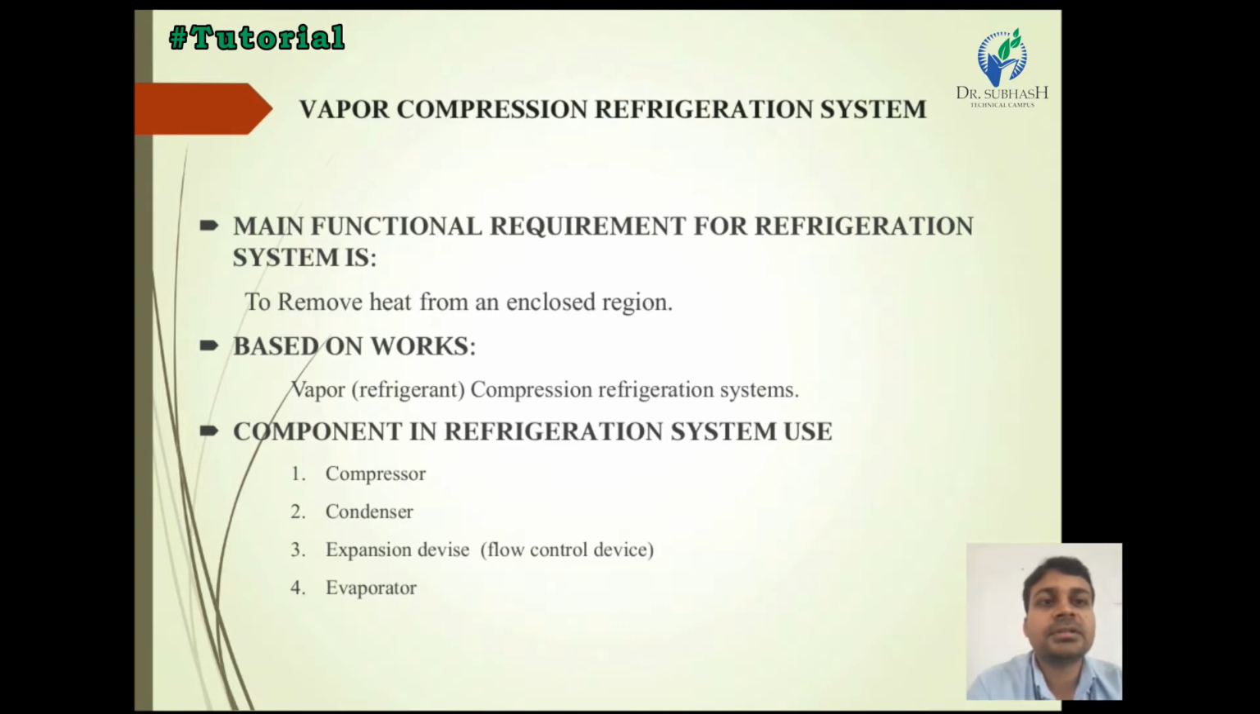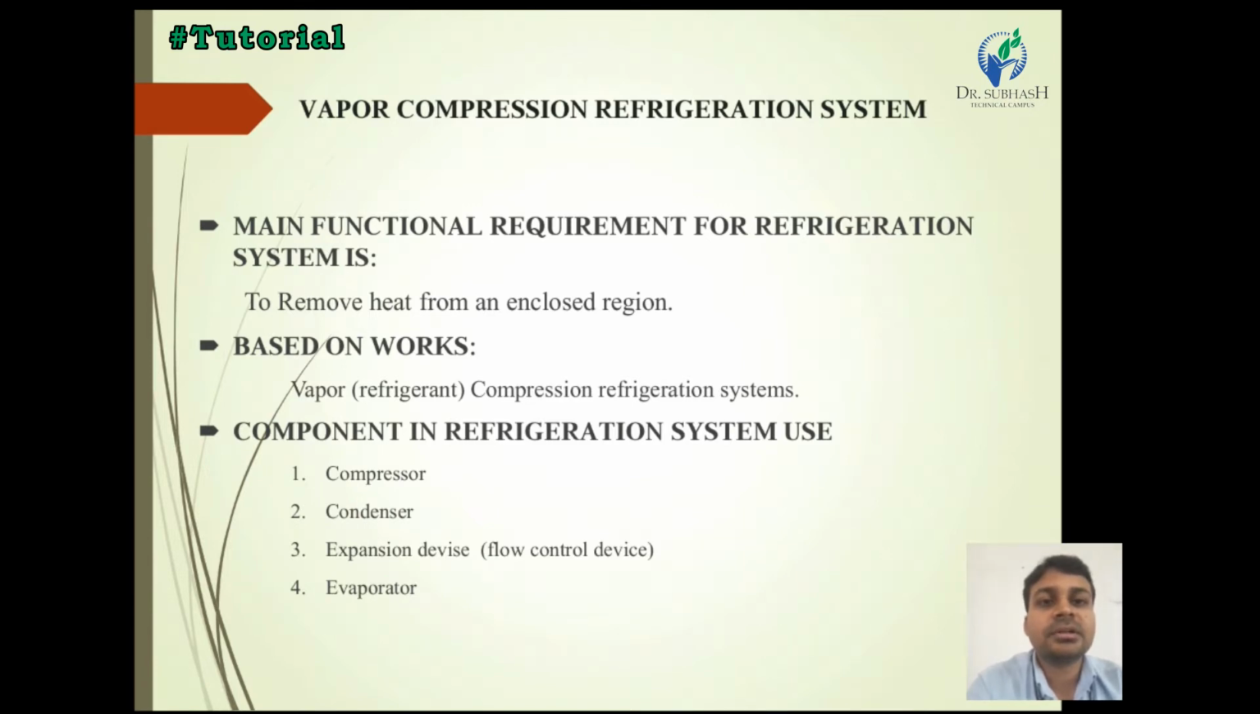The components used in a refrigeration system: the first one is the compressor. The compressor is the heart of the vapor compression refrigeration system, which pumps the refrigerant during the working of the system. Then the second component is the condenser. The condenser removes heat from the refrigerant and rejects it to the atmosphere.